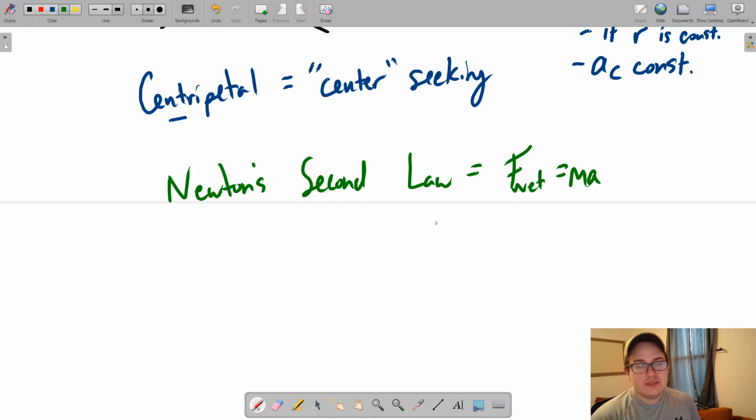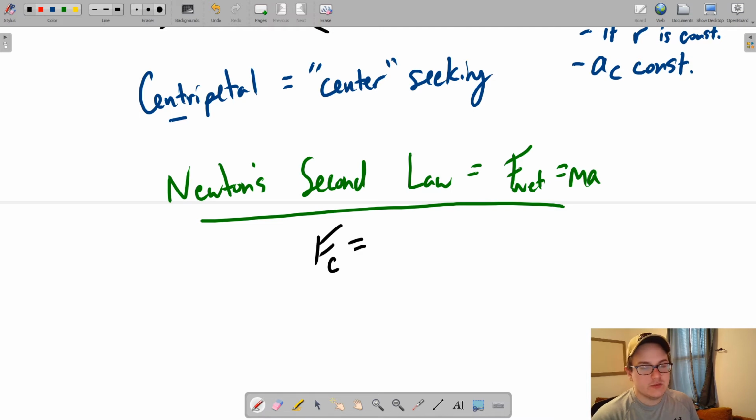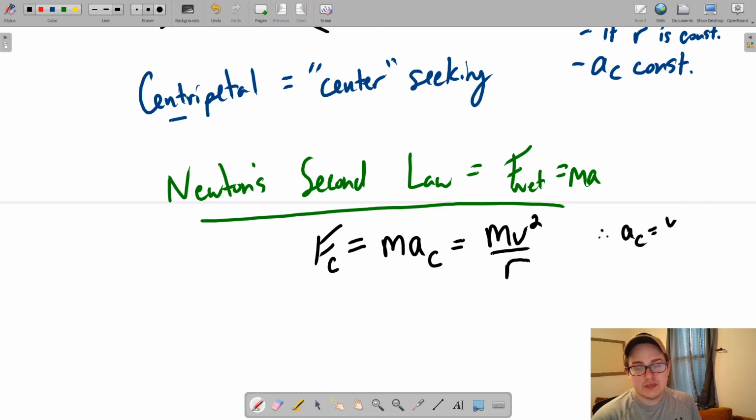If we put this in terms of circular motion, we then say an object traveling in a circle, its net force, or its centripetal force, would be its mass times its centripetal acceleration. Or if we use that value for acceleration, that'd be mv squared over r. And that's because we said centripetal acceleration is v squared over r earlier.